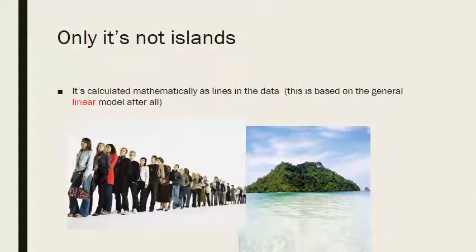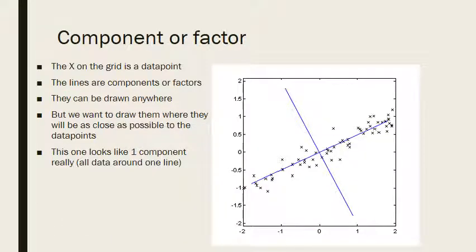Only, of course, it's not actually islands. That would make it too easy. It's calculated behind the scenes mathematically as actually a line of data, because we are based on the general linear model still. This entire semester is the GLM, so it's a line of data. So the island is a metaphor for this line of data. So what is that here, right? Lay down the line, the best possible for the first one, and gather up as many as possible, and then lay down a second line and see if there's any left. Lay down a third line, see if there's any left, and we'll just keep doing that.